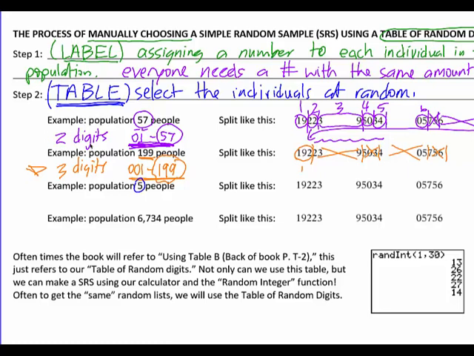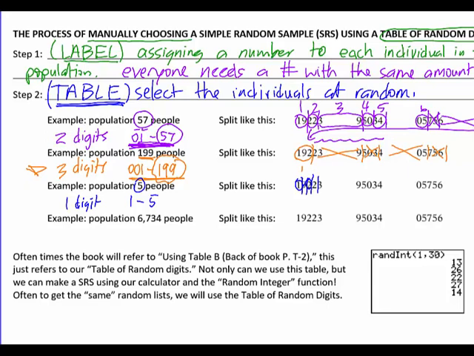Third, population is 5 people. That is 1 digit. And if I'm going to be labeling them, I don't have to put a 0 in front. I can just go 1, 2, 3, 4, and 5. So splitting my list is just single-digit numbers. Can I ask the first person? Yes. Can I ask the 9th person? No. I can ask the 2nd person.